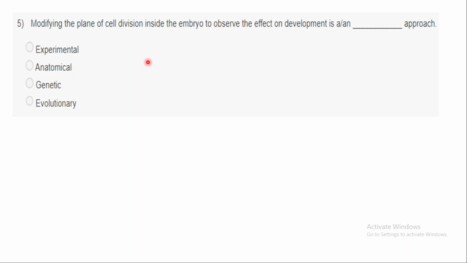Oh, great! Students are very quick and nimble in the responses. Good to see that. Ajay, Pranay, Dipanvita, and Kitty are answering option 1. Modifying the plane of cell division inside the embryo to observe the effect on development is an experimental approach. And you guys are correct, very correct. This is the correct answer. So modifying the plane of cell division is an experimental approach.